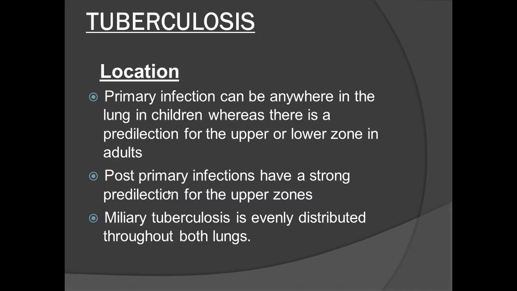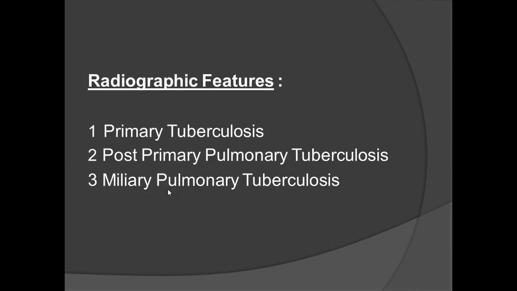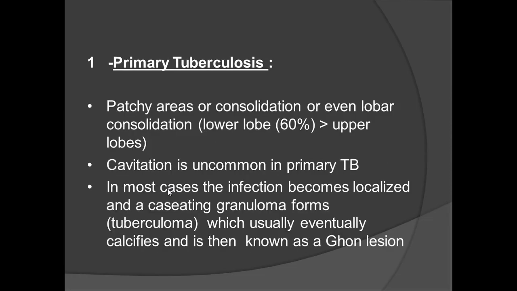Now finally the tuberculosis, which is a very important infection and endemic in our country. Location: a primary infection can be anywhere in the lung in children, whereas there is a predilection for the upper and lower zones in adults. Post-primary infection has a strong predilection for the upper lobes because of the oxygen tendency of this bacterium. Then comes the miliary tuberculosis, which is evenly distributed through both lungs. We have three radiographic patterns: the primary TB, post-primary tuberculosis, and then the miliary tuberculosis.